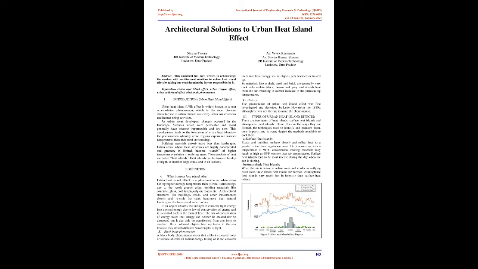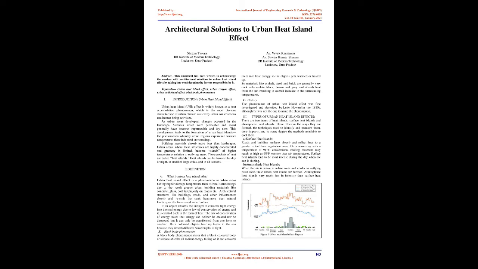2. Definition. A. What is urban heat island effect? Urban heat island effect is a phenomenon in urban areas having higher average temperature than its rural surroundings due to the result greater urban building materials like concrete, glass, coal tar, majorly on roads, etc. Architectural structures like buildings, roads, and other infrastructure absorb and re-emit the sun's heat more than natural landscapes like forests and water bodies. If an object absorbs the sunlight, it converts light energy into thermal energy due to law of conservation of energy, and it is emitted back in the form of heat.